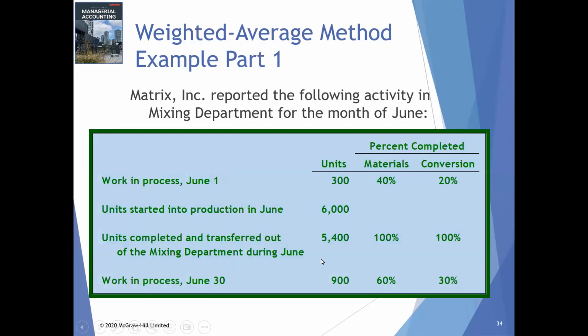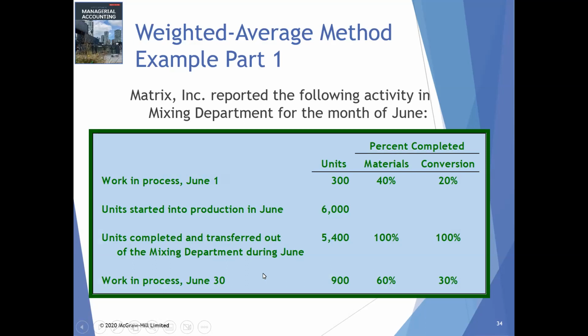Now look at this. We have the opening stock here, 300 units, 40% complete and 20% complete. But we are not going to consider these two percentages, because in this method we are going to consider the work in progress closing stock, not the opening one. This is the weighted average method. How to calculate? I'm just going to explain.